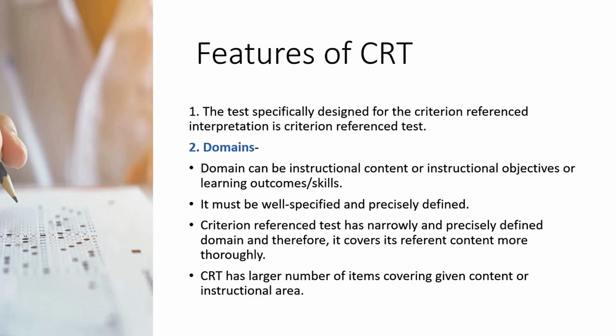The answer is that in fact all the achievement tests well specify the domain of content or the domain of instructional objectives. But the difference here is that in a criterion reference test, it is a narrowly and precisely defined domain. But in the norm reference test or in any other type of test, the domain is more diverse. In a criterion reference test, it is so narrowly defined that it covers its content very thoroughly.